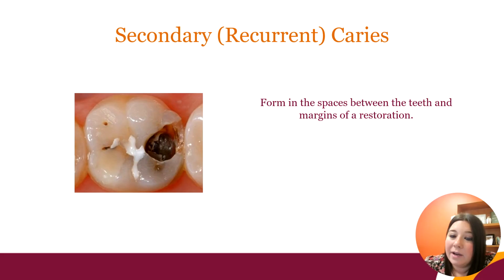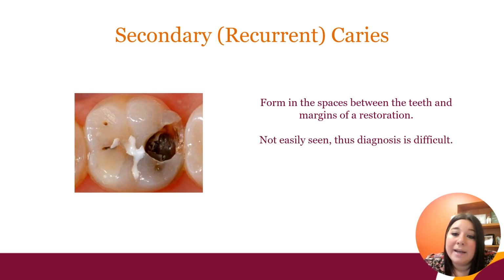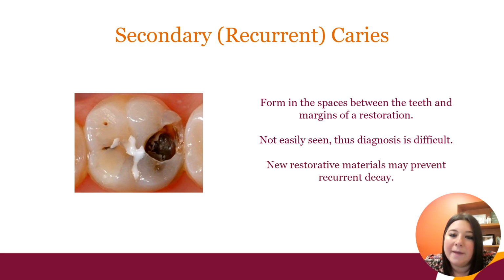Now, secondary or recurrent caries, we talked about this a few slides back, but it is going to form in the spaces between the teeth and margins of a restoration. So the patient already had a restoration, a filling done, and now new decay is forming around the edges where the tooth is meeting that filling. Not easily seen and can be difficult to diagnose because of that. Sometimes x-rays will show it. That's usually how a patient finds out that they have recurrent decay.